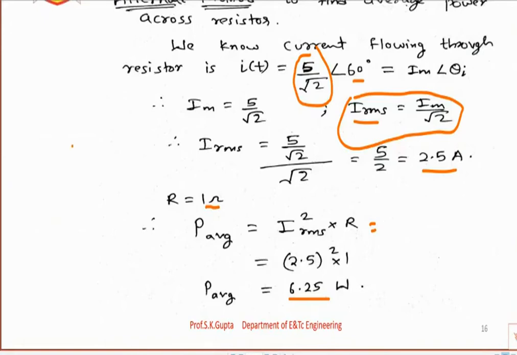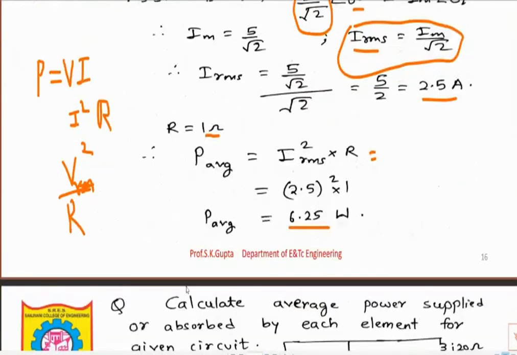Whenever we have seen DC, there are three formulas for power. Power equal to V into I, power equal to I square into R, and power equal to V square by R. As the RMS value is the DC equivalent value, we can use the same formulas. So these are the three formulas for power. If the RMS value is available, I can use these formulas to calculate the power. Okay. So now let's see one more example.